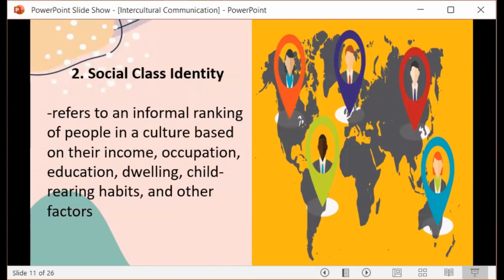Now, for the social class identity. Okay? So when we are talking about social class identity, it refers to an informal ranking of people in a certain culture based on their income, occupation, and education. People from different social classes also have different lifestyles. Okay, the clothes that they wear, the foods that they eat, how they speak, and the use of their language is also different. And a person's class identity can be inherited and earned as well.